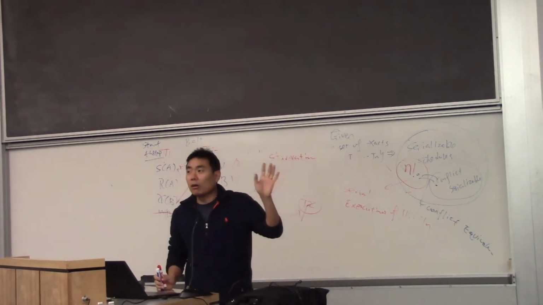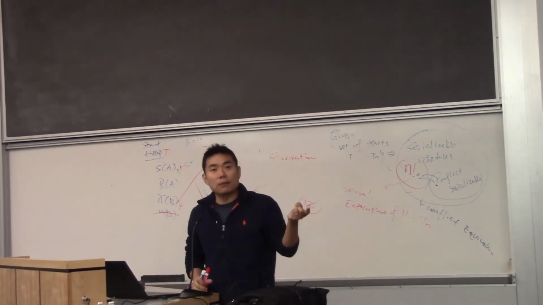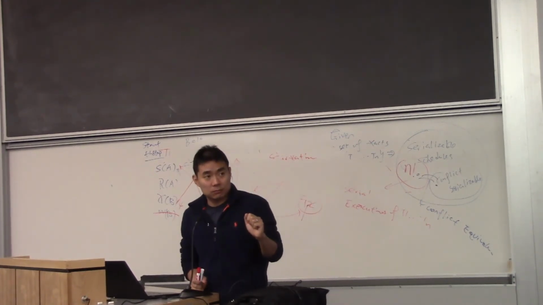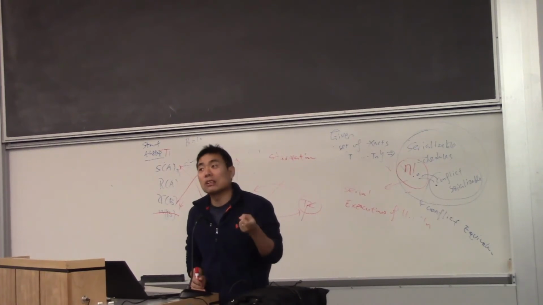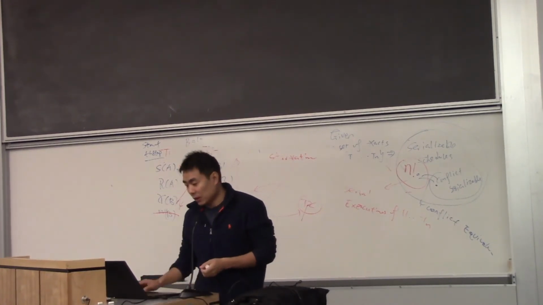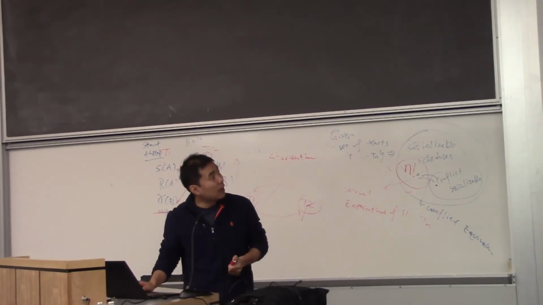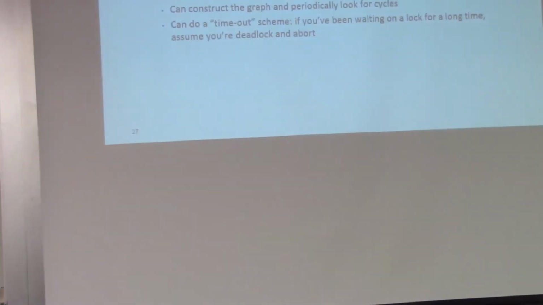Again, if there's a cycle in a wait-for graph, what does it imply? That implies your schedule has a deadlock, and you have to reschedule this. Okay, so that's essentially the idea. There are some examples of this. I will ask you to read this example. Okay.